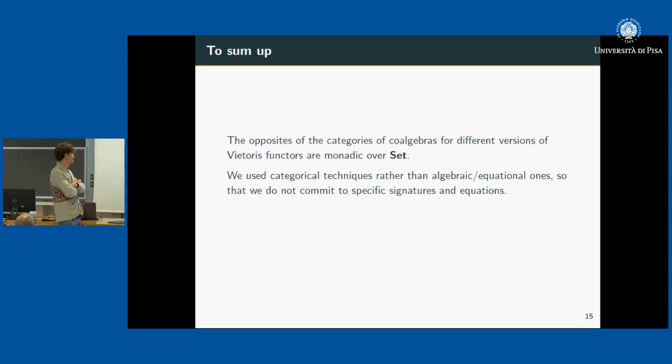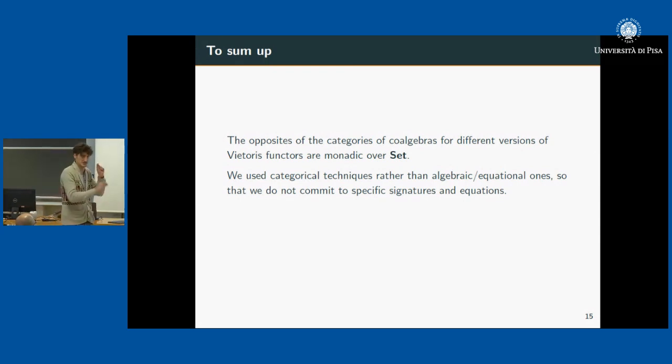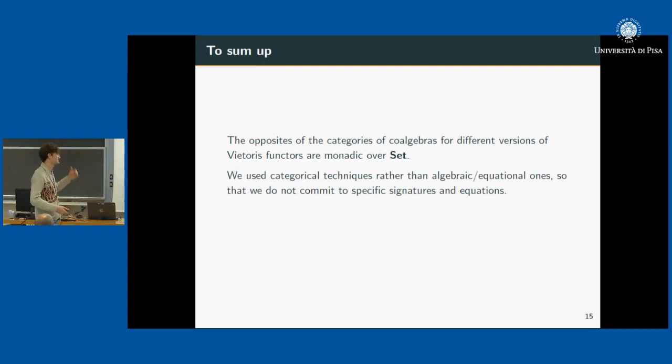So to sum up, we had these various versions of the Vietoris construction, and we show that the opposites of the categories of coalgebras for these versions are all monadic over Set. And we use categorical techniques to prove this instead of equational ones, so that we didn't commit to specific signatures and equations. But it would also be interesting to see what the natural axiomatizations are. Okay, thank you.